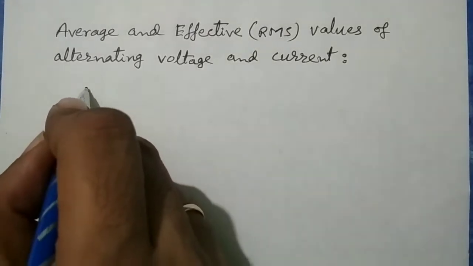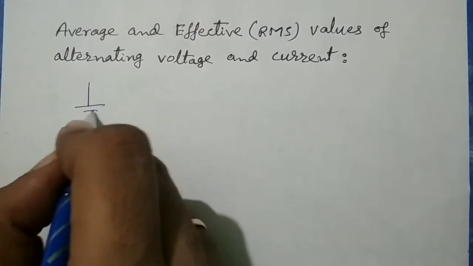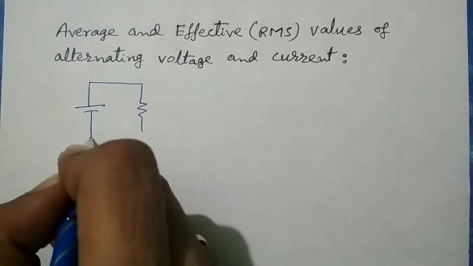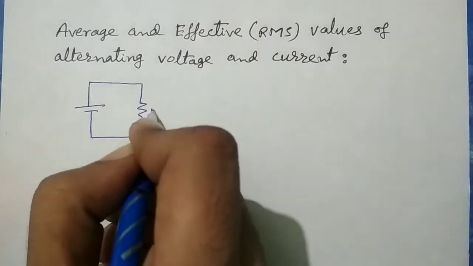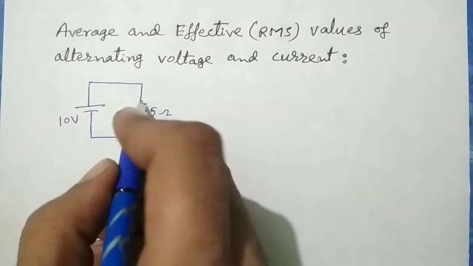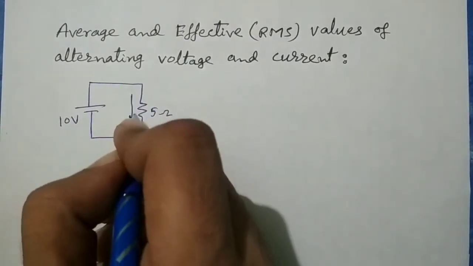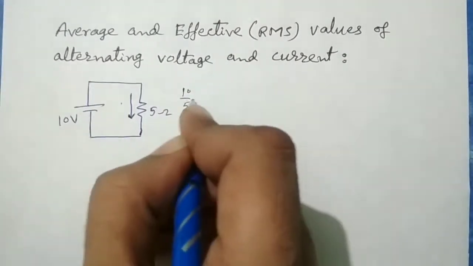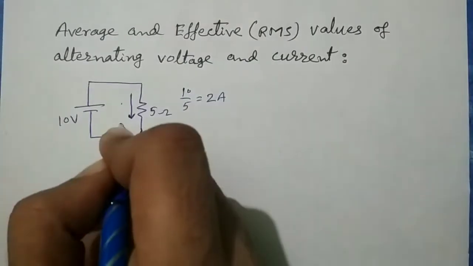because if we apply a voltage across a resistor, let's say 5 ohms, and the voltage source is 10 volt, then we can easily find the current, and it will be 10 upon 5, and that will be 2 ampere.